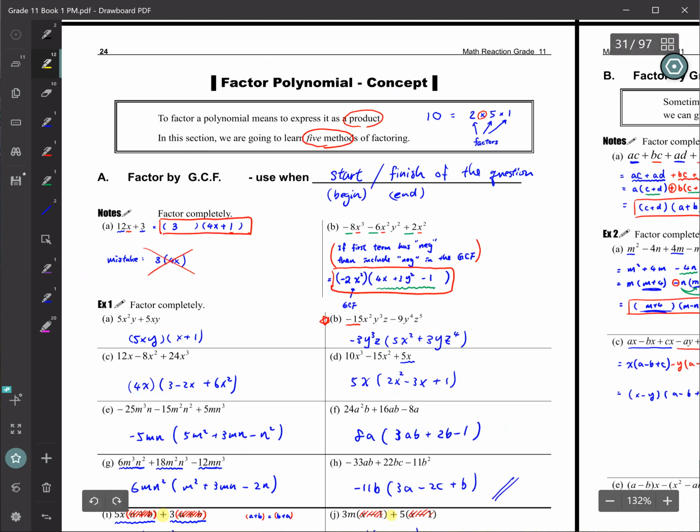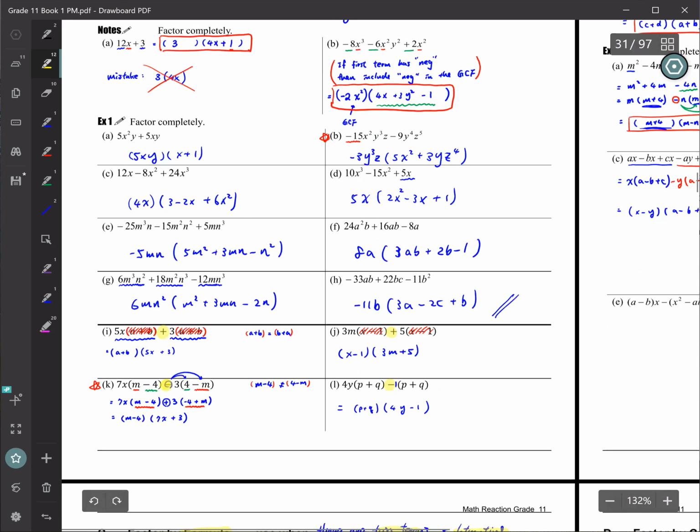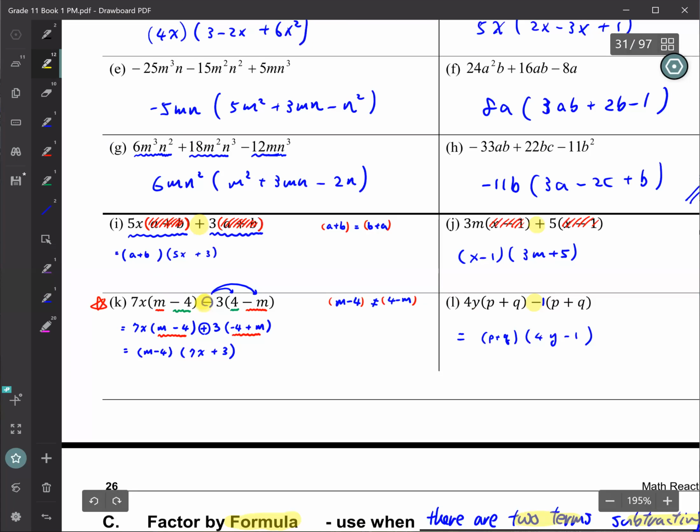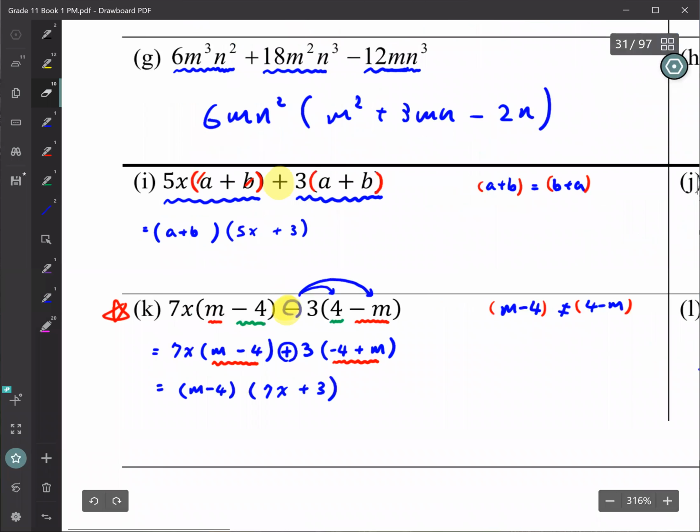page 24, and then you scroll down, question I, question J. Let me erase some of the shaded. You see those 2 brackets, question I. Are the 2 brackets the same?